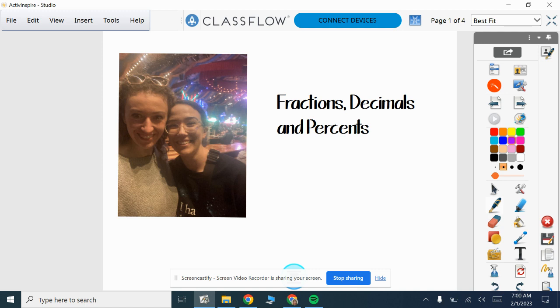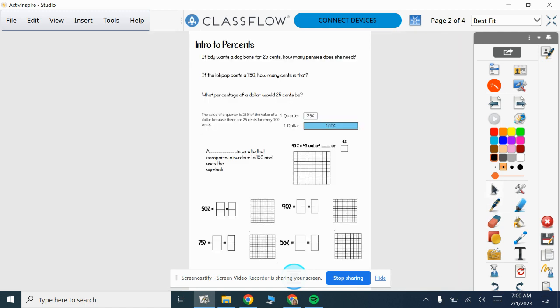That's a picture of me and my sister at Busch Gardens a few years ago. Just so cute.